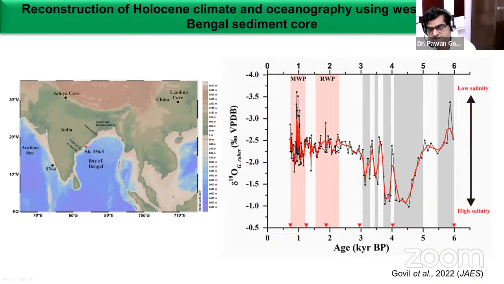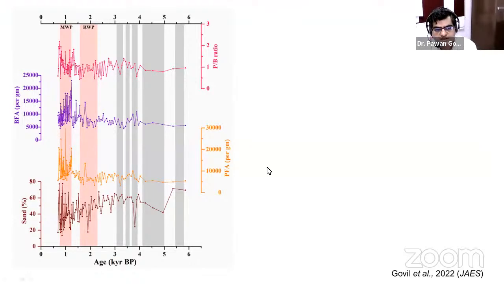And then, step by step, if you see the delta 13C data set, you will see it is going into the wet phase or the normal phase. We also noticed the Roman Warm Period and the Medieval Warm Period in our core. During the Medieval Warm Period, we have more freshening in the western Bay of Bengal compared to the Roman Warm Period. We have done sand percentage, planktonic foraminifera abundance, and benthic foraminifera abundance, and you can see that during the MWP and the RWP there are considerable changes in this data set.